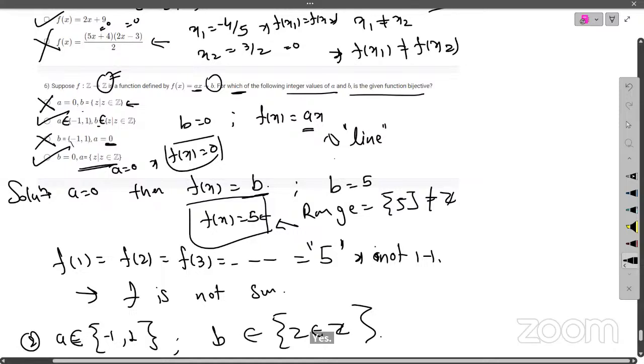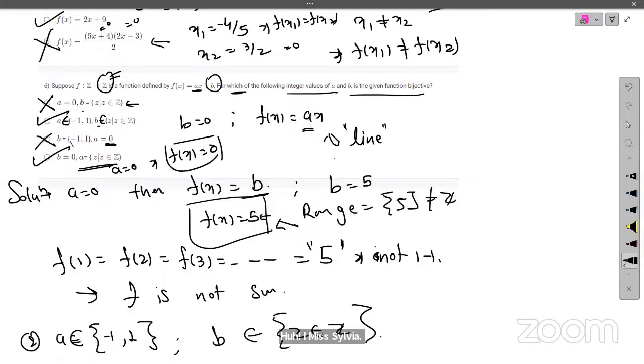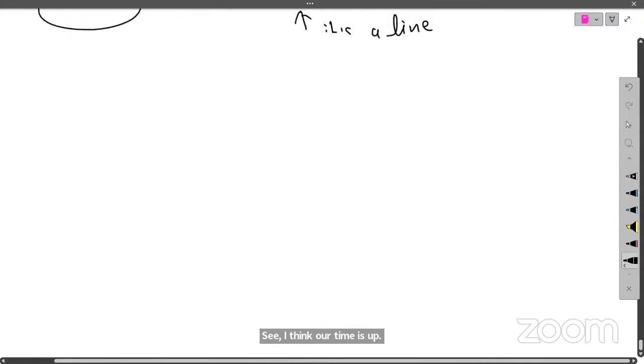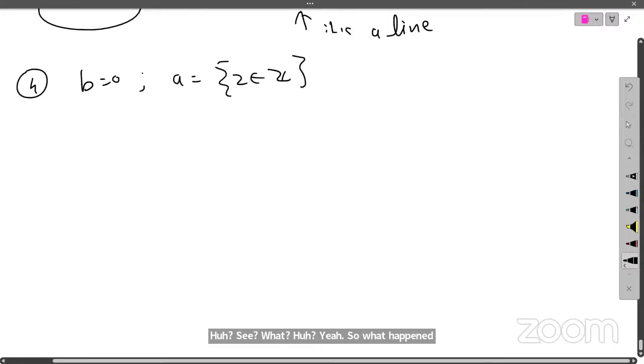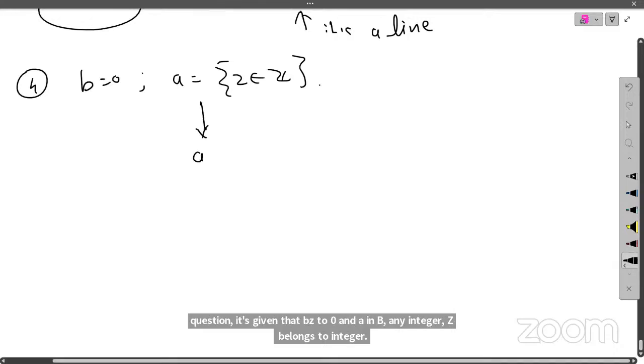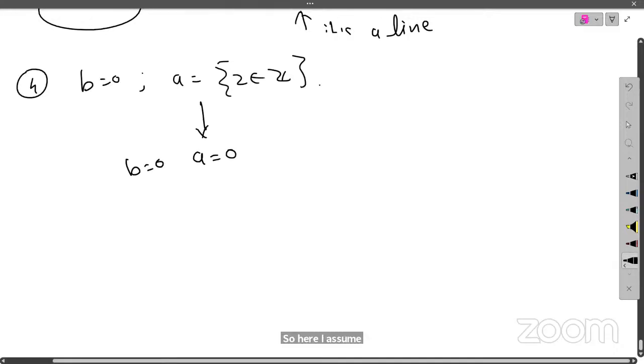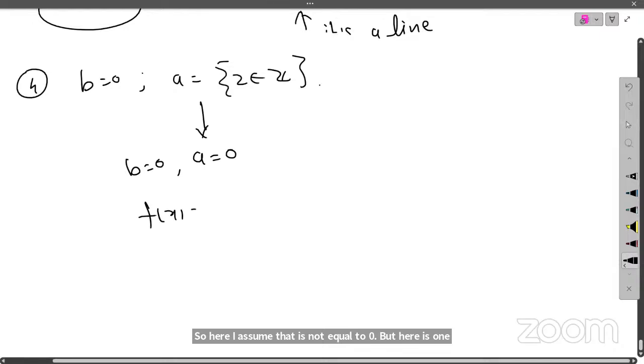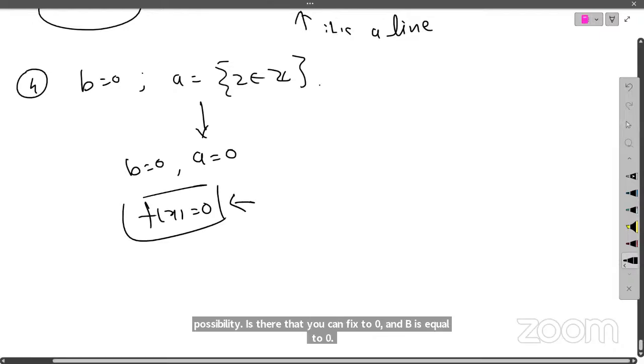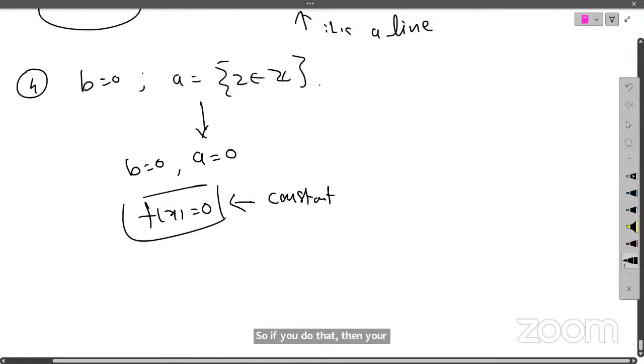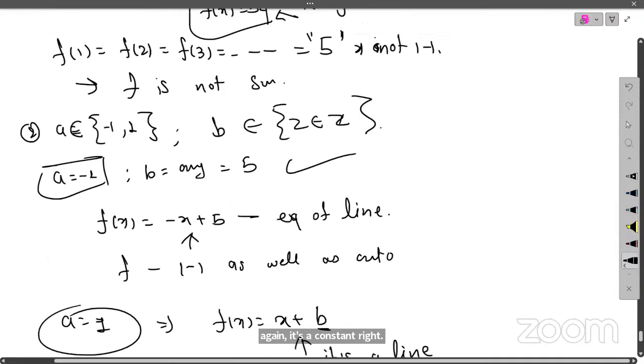Ma'am, can you explain that? See, I think our time is up. Yeah, I'll explain. So what happened in fourth question? It's given that b is equal to 0 and a can be any integer, a belongs to Z. So here I assumed that a is not equal to 0. But there is one possibility that you can fix a equal to 0 and b equal to 0. So if you do that, then your f of x will become 0 only. And again, it's a constant function, right? So that's why the fourth option is not correct.